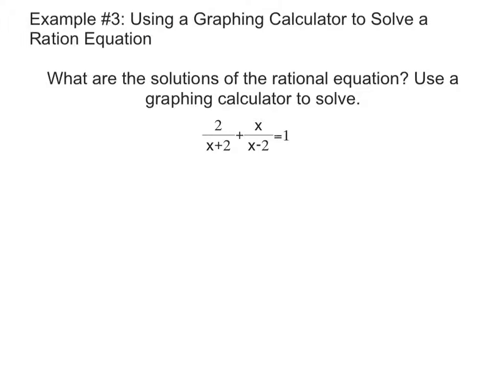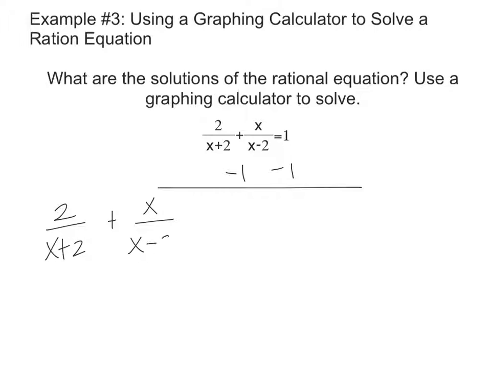All right, lastly, with example 3, we are going to use a graphing calculator. This is actually going to be very simple to do. We are essentially going to put everything on one side in our calculator. We have to be sure that we use brackets and parentheses as necessary. And then we just type it in. So what we're going to do first by hand is subtract 1 on both sides. So you will have 2 over x plus 2 plus x over x minus 2 minus 1 equal to 0.